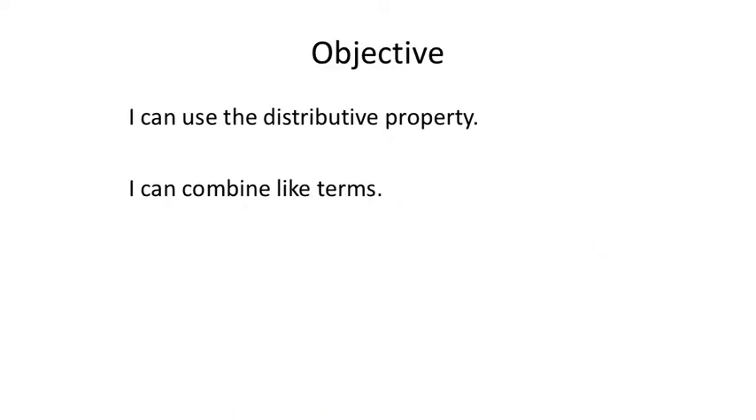So here are our objectives. I can use the distributive property, and also I can combine like terms. So this is our first lesson. You have the worksheet. It says objective on there. This is where you write the objective. So I'll give you 60 seconds to write these two down. Then we'll get started with the rest of the lesson.